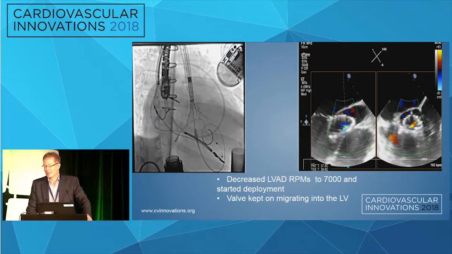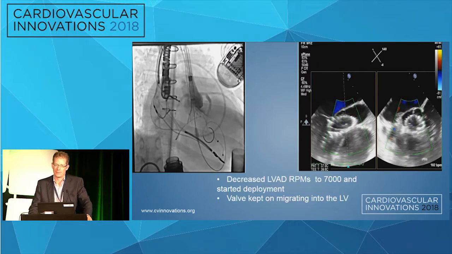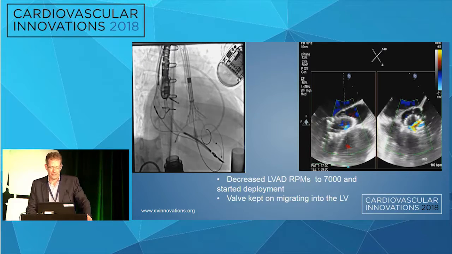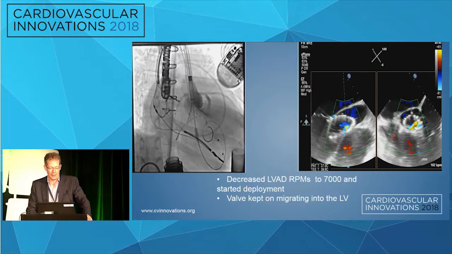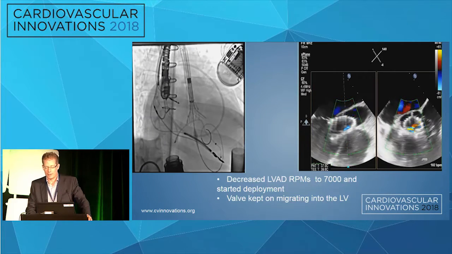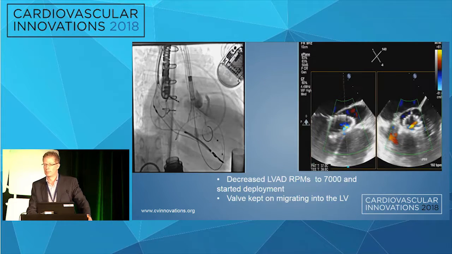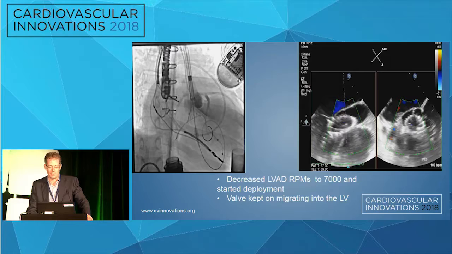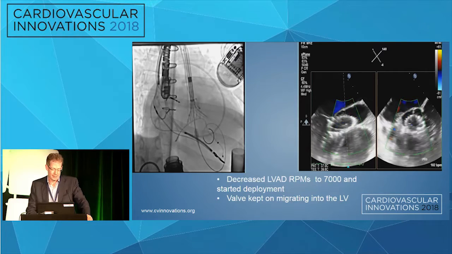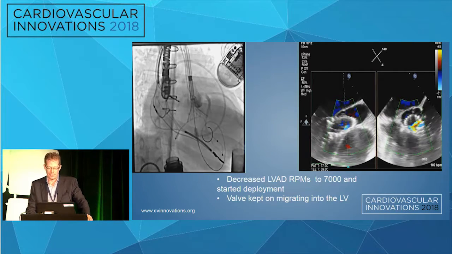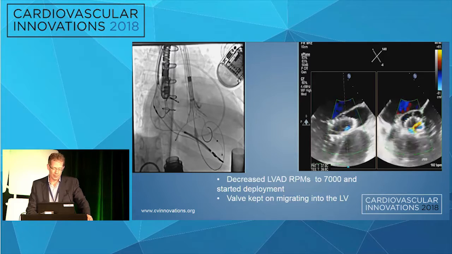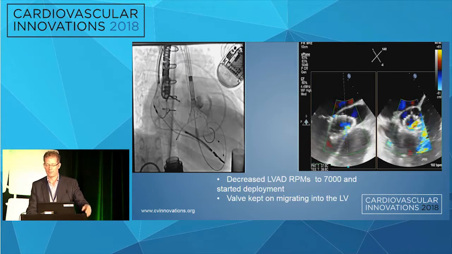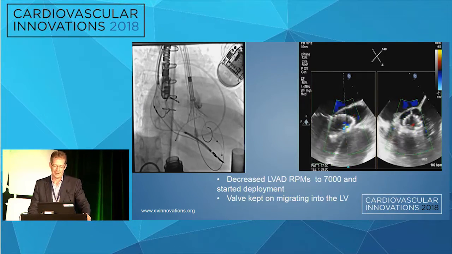So this was one of our first cases that we had done a valve for AI, and we figured that we were going to decrease the RPM of the LVAD in order to minimize the sucking effect, quote unquote, of the device, and slowly attempt to deploy it. So we decreased the LVAD to 7,000 RPMs, and we started deploying in what we thought was relatively well, and the valve immediately just went down.